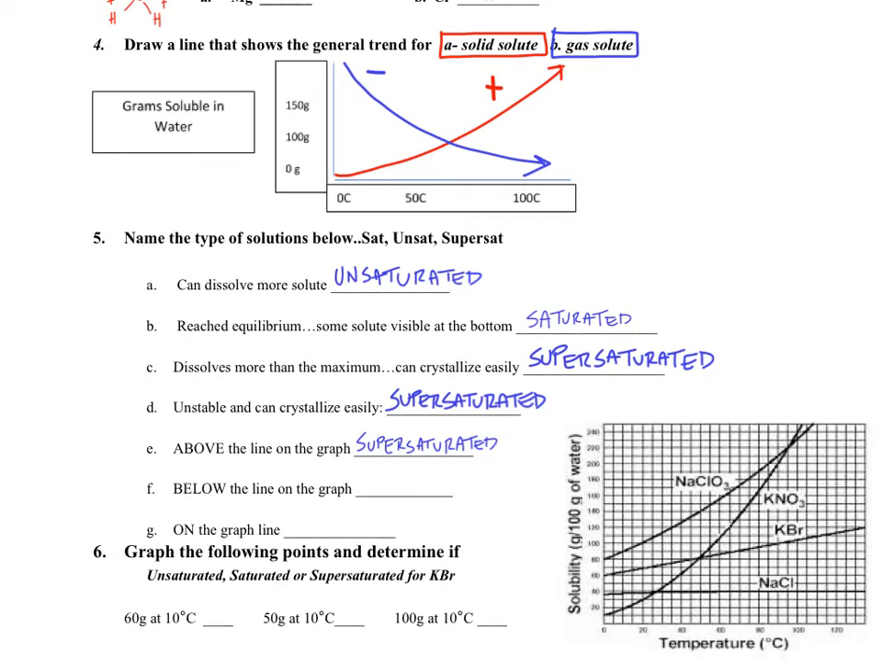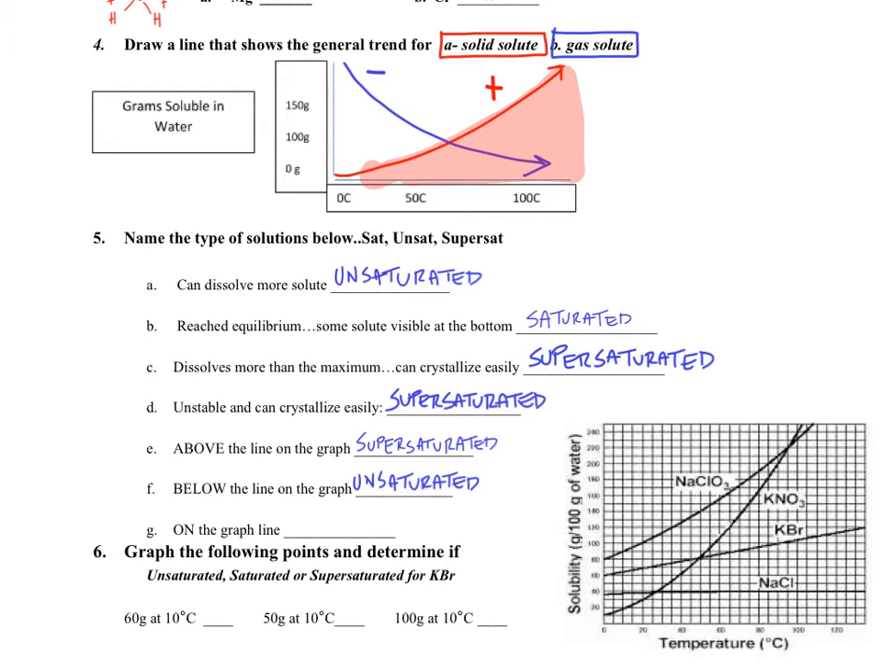F says below the line on a graph. So now you're looking at this section down here. If a point is down below the line on the graph, is that saturated, supersaturated, or unsaturated? Anything appearing below the line is going to be considered an unsaturated solution, which takes me back up here to A, meaning this solution can dissolve more solute into itself before it starts to collect at the bottom. So that is an unsaturated solution.